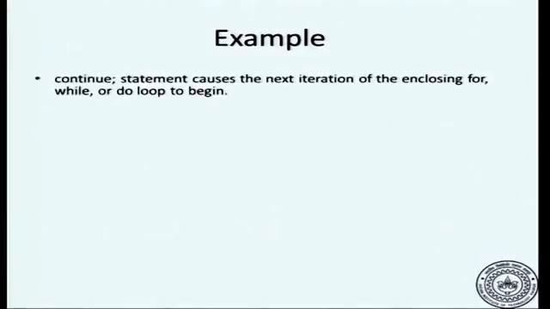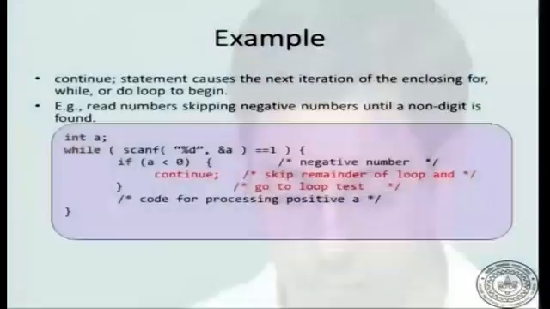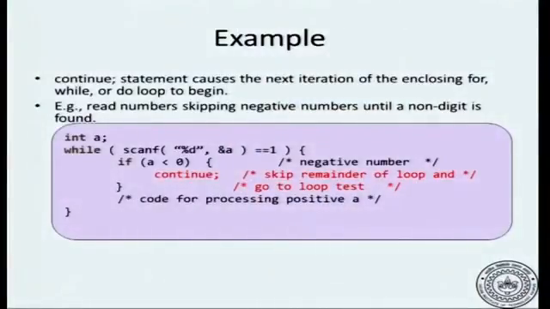The break statement was: you encounter a condition and you say I am done, I'll exit out of the innermost loop. Here it's not exiting out of the innermost loop, it's just skipping the current iteration. For this we'll see the continue statement. The continue statement causes the next iteration of the closest enclosing for, while or do while loop. Let us motivate it with a very simple example.